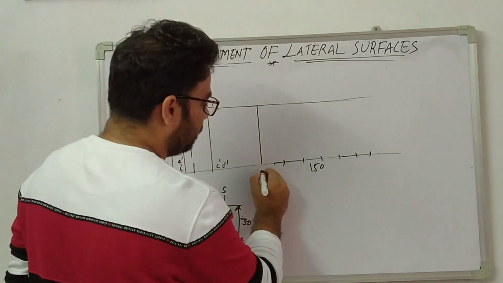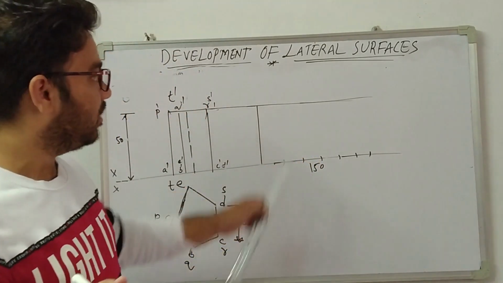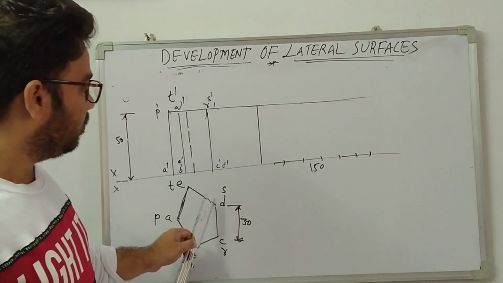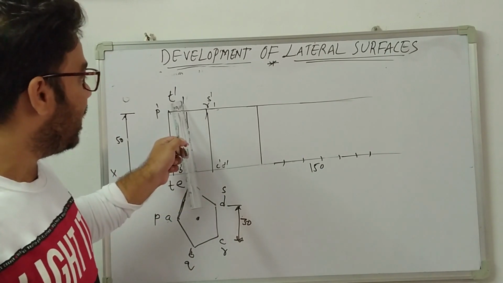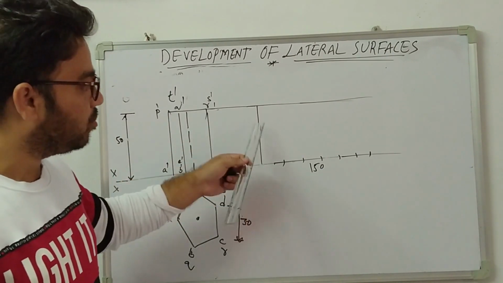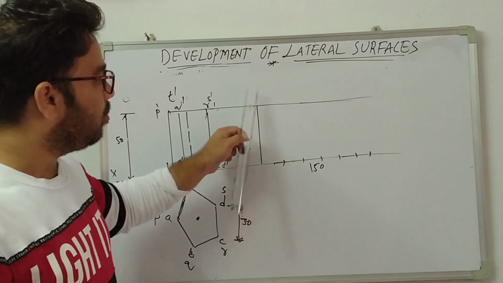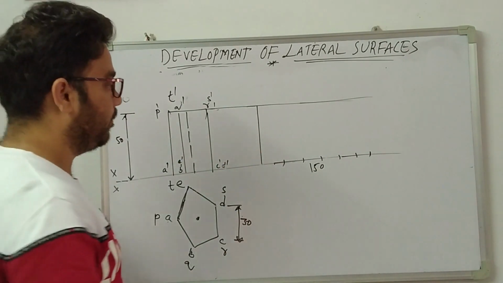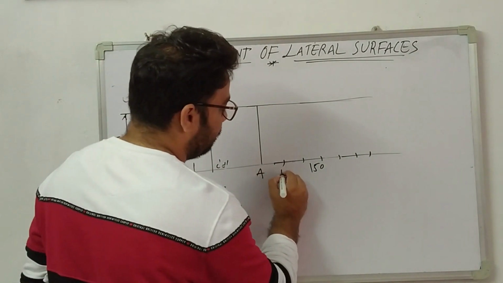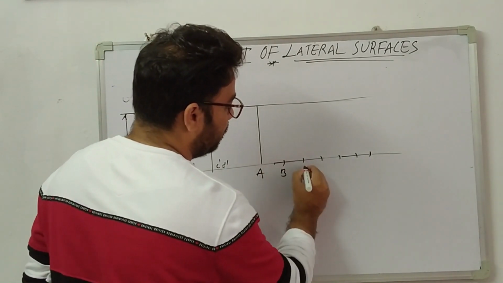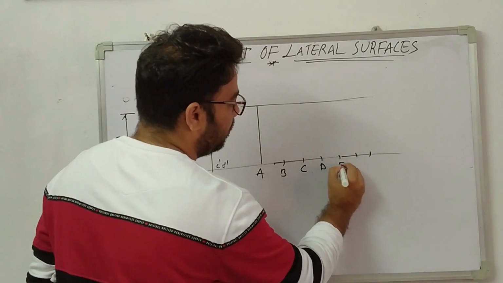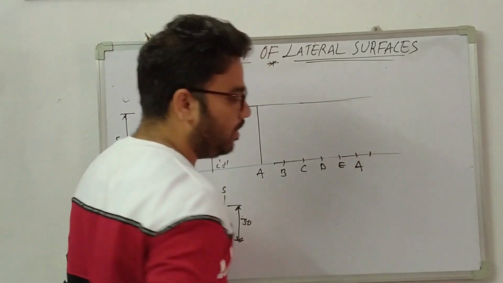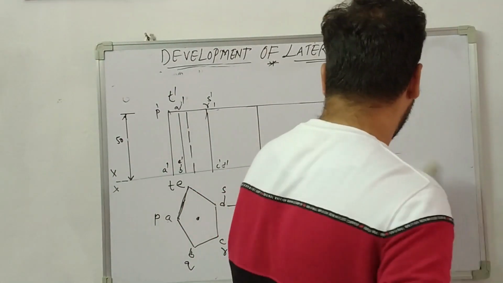So while developing surfaces, we have to give capital letters. I already indicated my small letters in the front view and showed the A dash letter. Now we have to show the difference, so we give capital letters in the development of surfaces. Don't indicate small letters. This is A, B, C, D, E, again A.